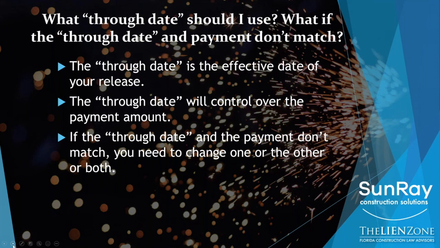But whatever that amount of money is that they're paying you for, you have to have the through date match that amount of money. If you don't, as I said, the through date's going to control, and as a result, if you give up your lien rights through the end of the month for less money, you're going to have to live with that. A judge is not going to rewrite your release because of that mistake.